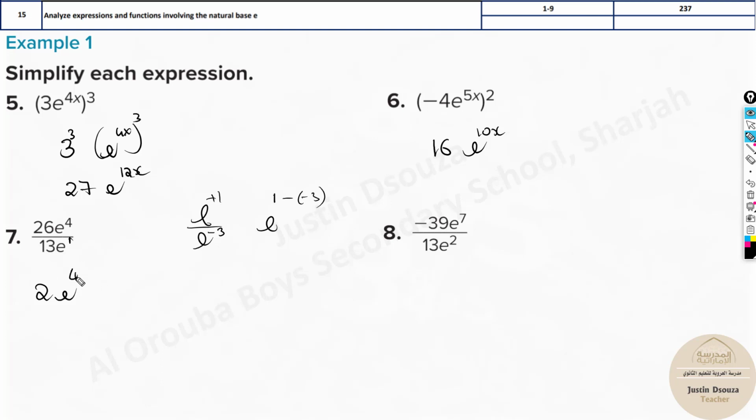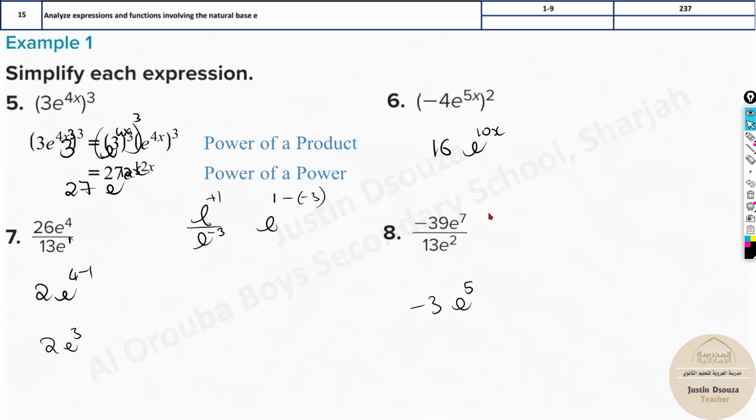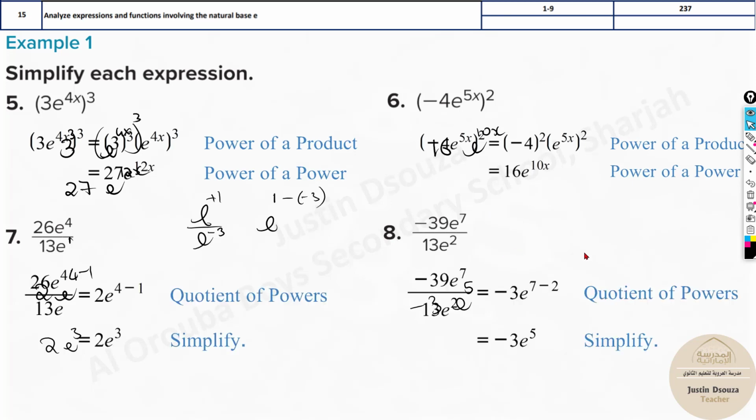Now here we have 4 minus nothing, which means it's 1. 4 minus 1, 2 e to the power 3. Same thing over here, it will be negative 3 e power 5. 7 minus 2 will be 5. These are the answers. Very simple and easy answers. You can directly solve them up.